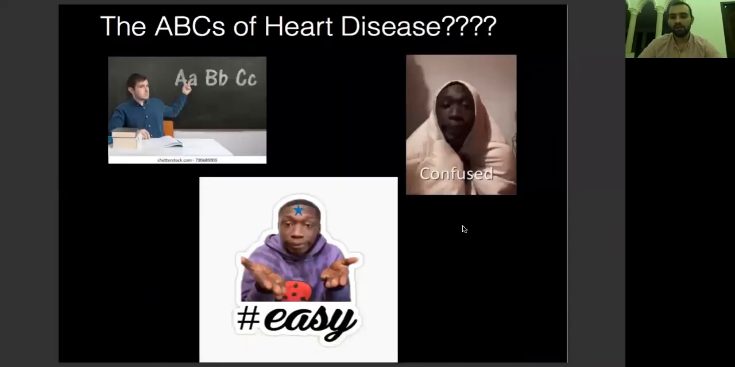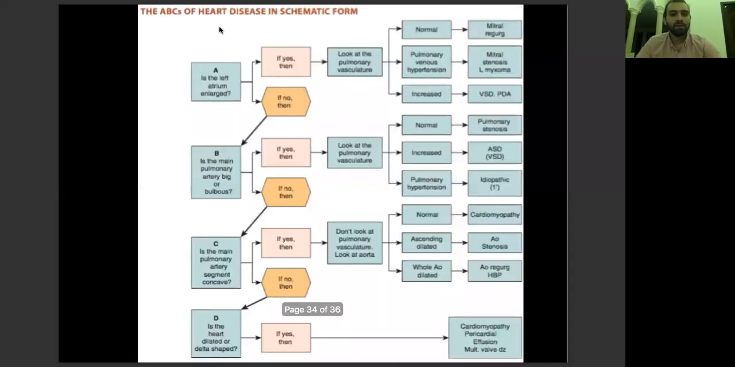So ABCD of heart disease, sorry for confusing you, but it's easy. This is a schematic approach for this algorithmic approach. The A is the left atrium enlarged. Yes, check for the pulmonary vasculature for your diagnosis. If no, main pulmonary artery big or bulbous. If yes, check for the pulmonary vasculature for your diagnosis. If no, then check if you have concave main pulmonary artery segment. If yes, we should check the aorta. And if no, we should check if we have a dilated or delta-shaped heart. And it's either cardiomyopathy or pericardial effusion most commonly.